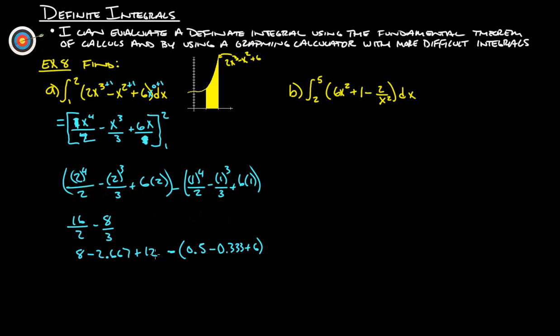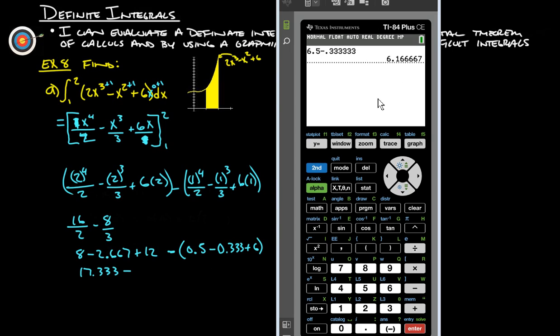So that's 8 plus 12 is 20, minus 2.67 is going to be what? 17.333 minus a half. Let's see, so that's 6.5 minus a third. It's going to give us 6.1667.